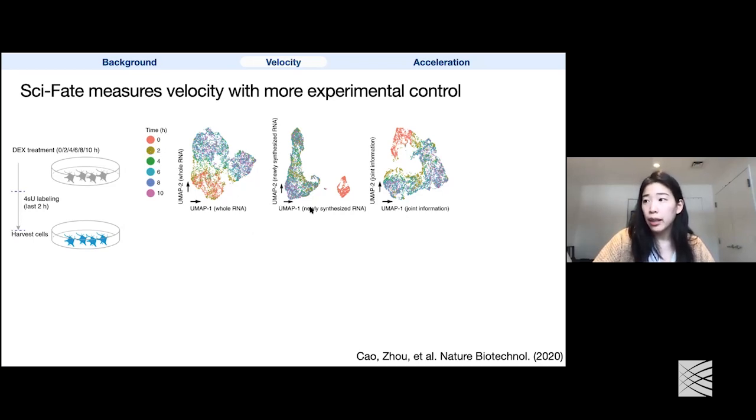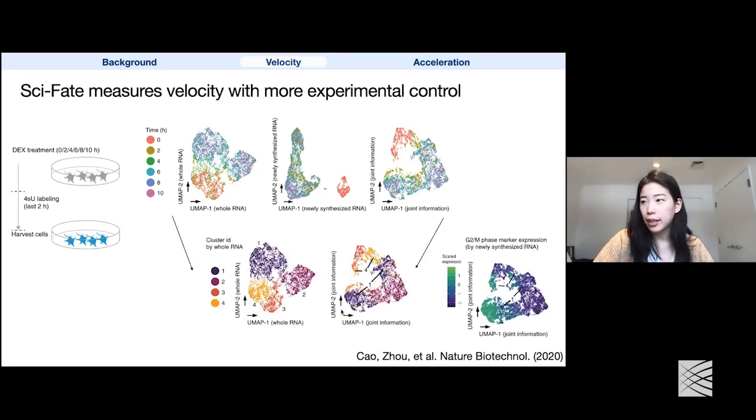If you only look at the newly synthesized RNA, however, the untreated condition is distinct, which demonstrates that the newly synthesized RNA is probably more representative of the DEX response. They actually found that the fold changes associated with the response had a much larger magnitude, looking at the newly synthesized RNA rather than the whole RNA. And this last UMAP uses joint information from both of these by taking the top principal components. And you can see it's able to separate 0, 2, and 4+.